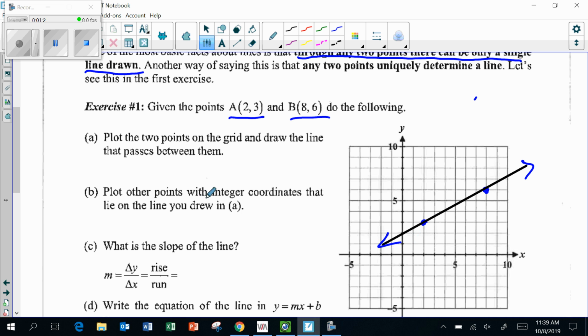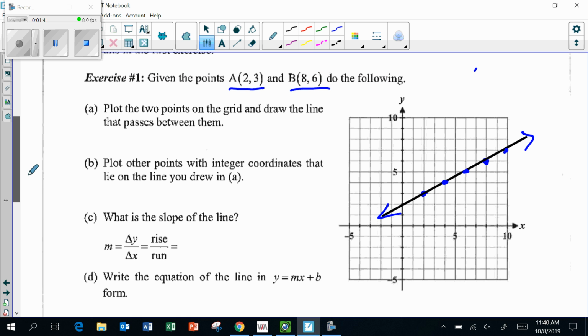All right, plot other points with integer coordinates that lie on the line you drew. Depending on how well you drew that line, we're referring to these other points, what I refer to as nice crossing points. Obviously a lot of this can depend on how you draw the line. So the first thing would be to find the slope of this line.